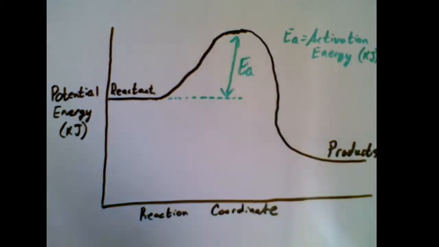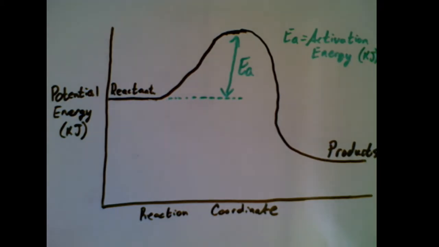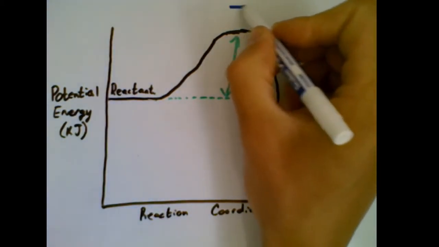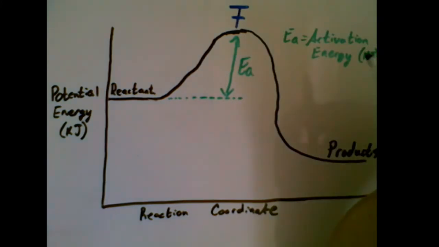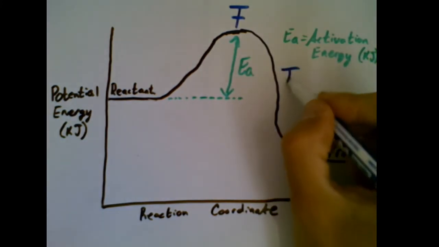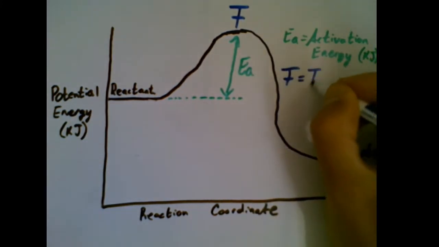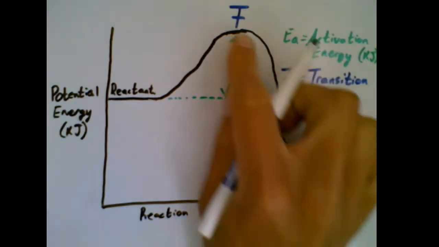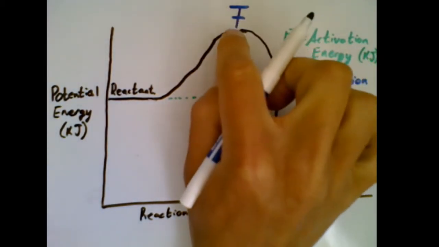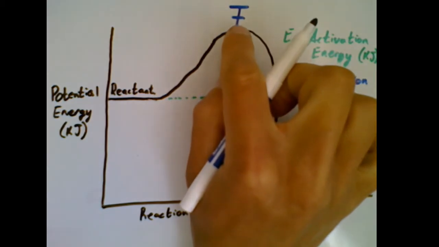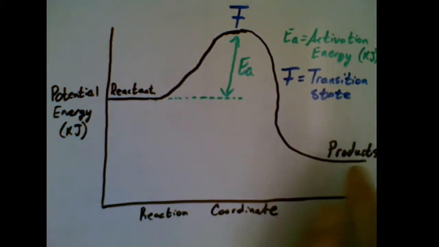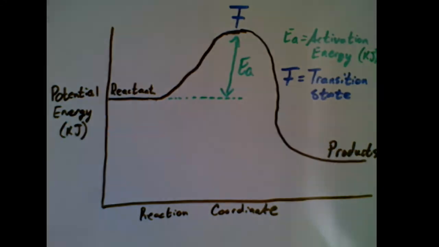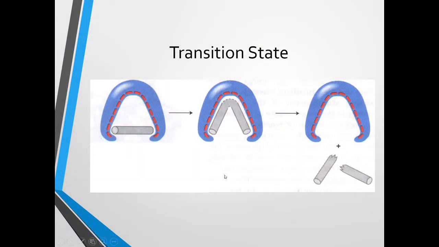At the very top of this peak is another thing that we should probably talk about, and it is what we often abbreviate with a symbol that looks like this, which means the transition state. The transition state is a very, very short-lived substance that is basically the transition from reactant to product. I like to explain it with this diagram.